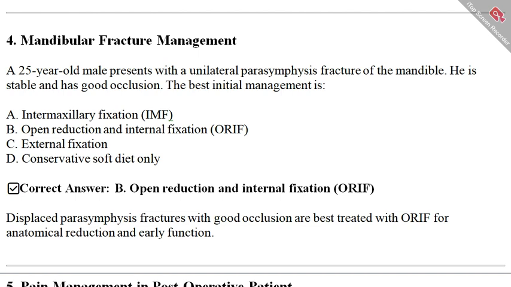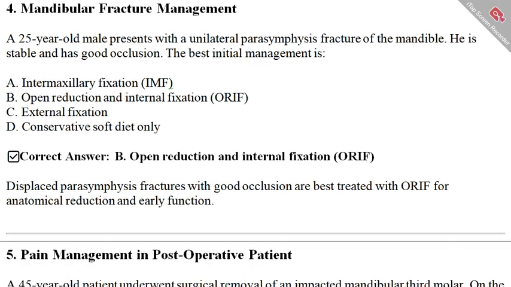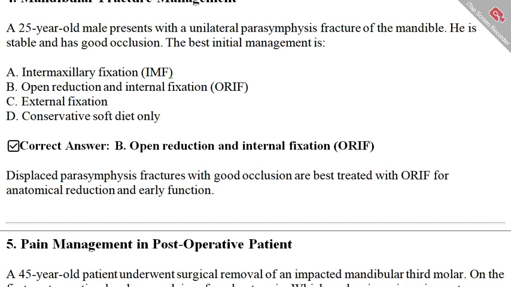Options like that are always kind of negative, like a wrong option. This type of question is called a close-ended question, so better not to go for selection of that one. If you go for the selection of option B, it is the correct option. Open reduction and internal fixation: displaced parasymphysis fractures with good occlusion are best treated with open reduction and internal fixation for anatomical reduction and early function.